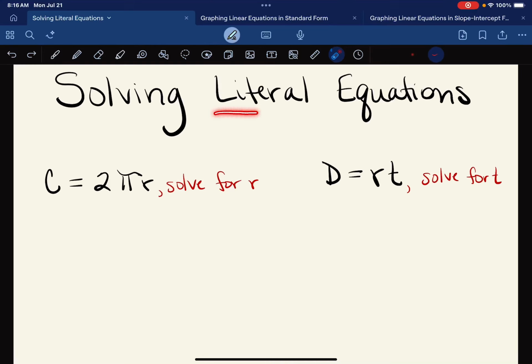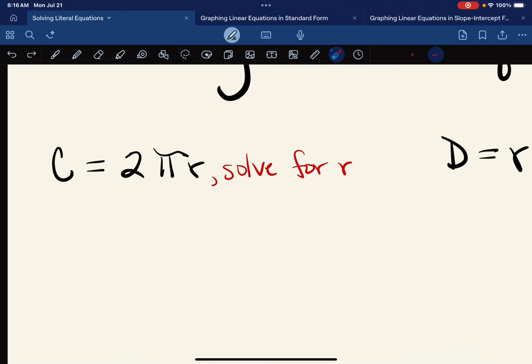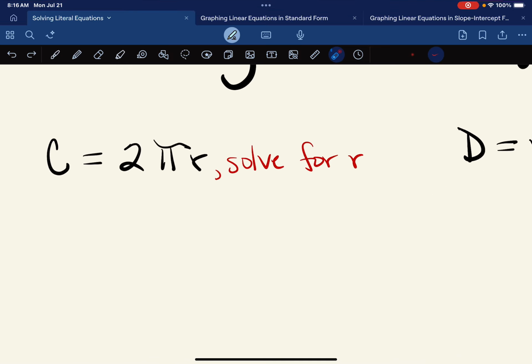Solving literal equations. A literal equation is just an equation that has multiple variables in it. And if you're solving a literal equation, that just means you want to isolate one of the variables, or get one of the variables by itself. So let's look at this first example. It says C equals 2 pi r. So hopefully you recognize this formula as the circumference of a circle.